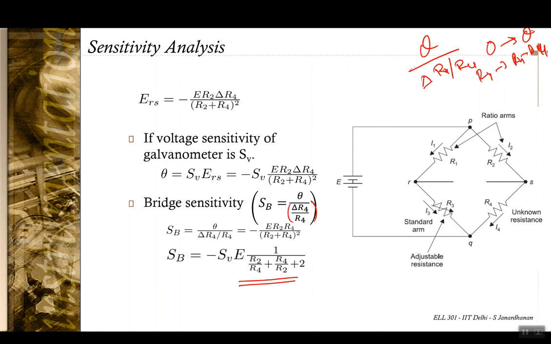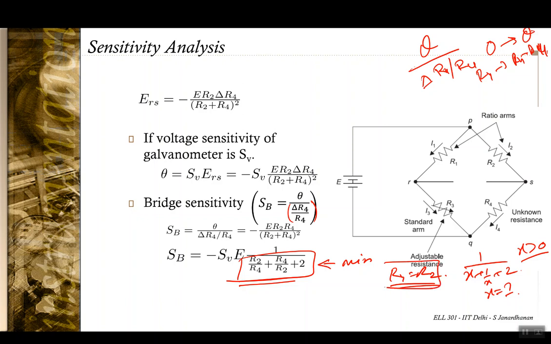1 by R2 by R4 plus R4 by R2. Now the denominator of this expression is minimum when R4 is equal to R2. You can check that it's like saying 1 by x plus 1 by x plus 2, the minimum value of this for x greater than 0. This will be achieved at x equal to 1, and that is R4 equal to R2.